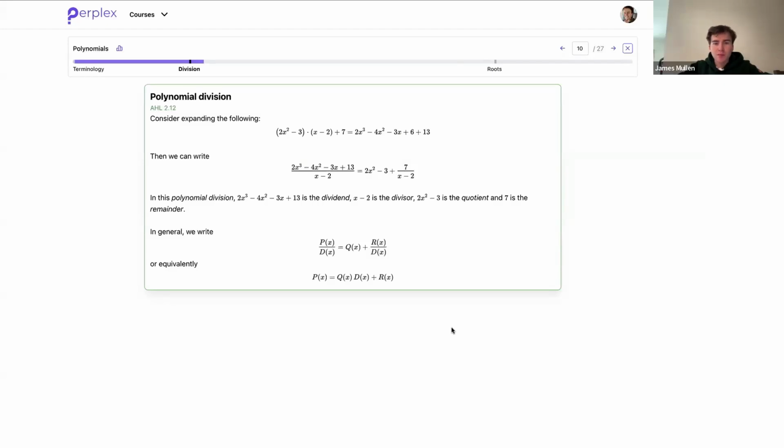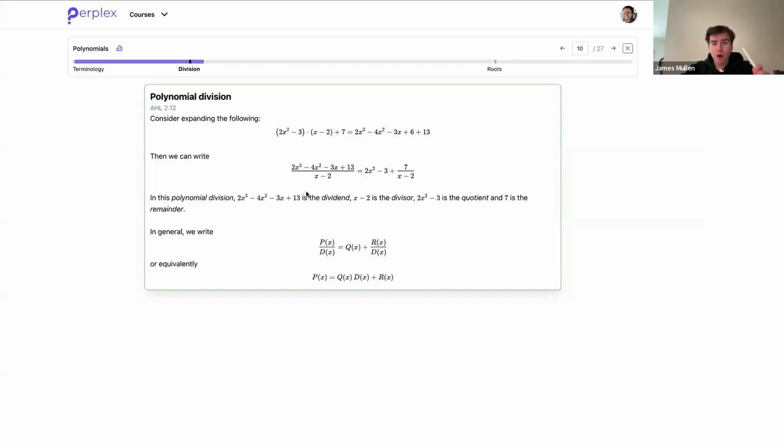So if I were to expand out 2x squared minus 3 times x minus 2, and then I added 7, I would get this polynomial, all right? And I can kind of reverse that process by writing 2x cubed minus 4x squared minus 3x plus 13 divided by x minus 2 is going to be 2x squared minus 3 plus 7 over x minus 2. All right. All I did really here was divide both sides by x minus 2.